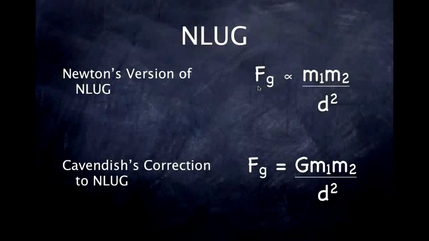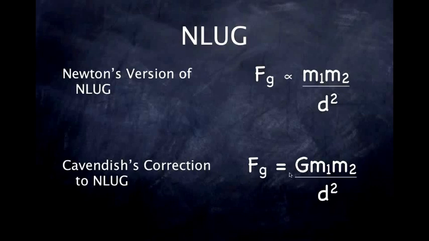And so they knew that there was this relationship between these three variables, but there was no sort of equality. One, because they didn't really have a unit for force at the time, but there was a missing corrective value. And Cavendish's correction is the version that we're actually going to use in this class. Now, it's still called Newton's law of universal gravitation because he was the one who made the giant leap in saying that this was correct.